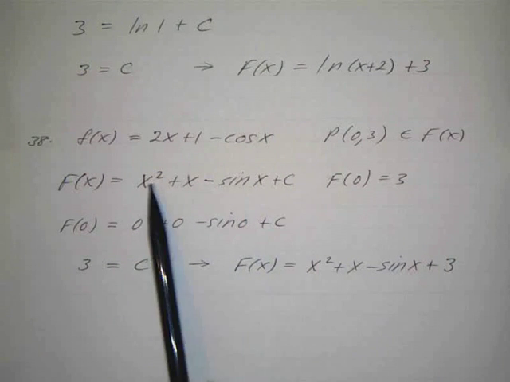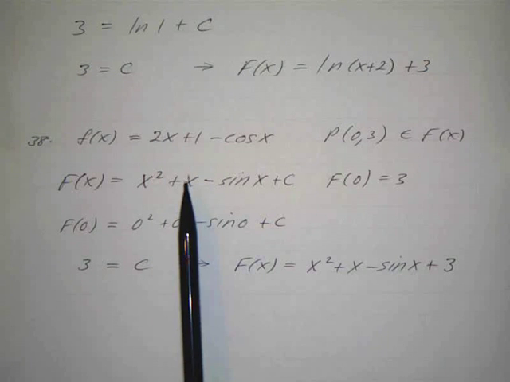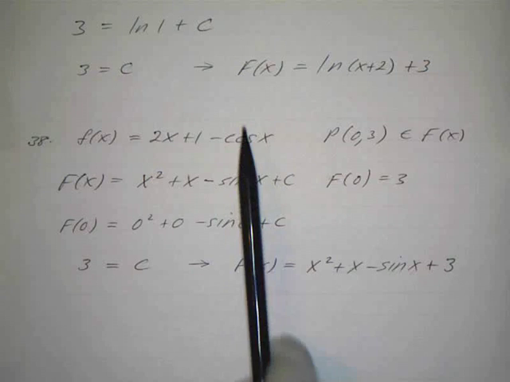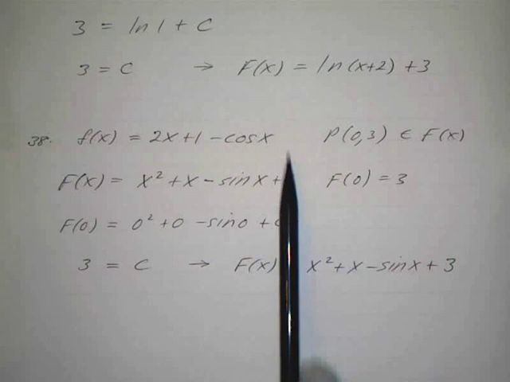You can always check it. The derivative of x squared is 2x. The derivative of x is 1. The derivative of, there's a negative, and the derivative of the sine is the cosine, and the derivative of a constant is 0, so it checks out.